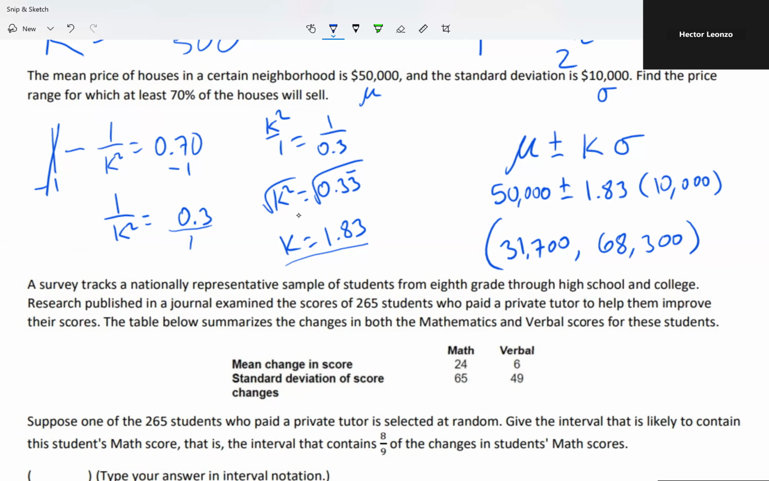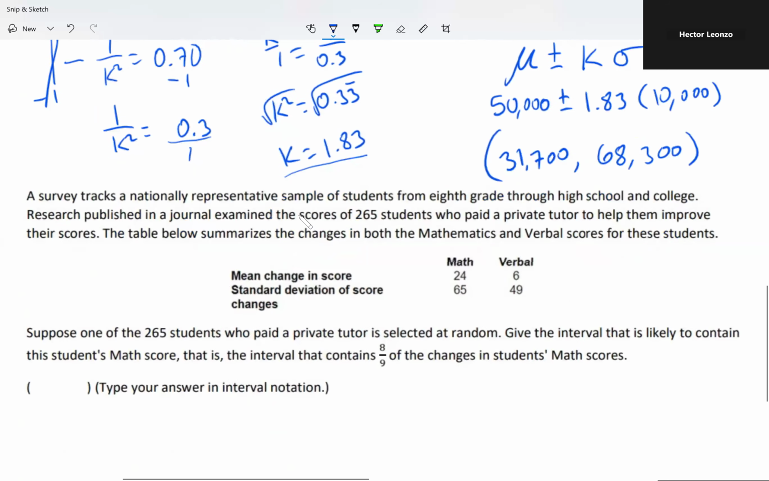68,300. So if I'm in a neighborhood where the houses are selling for about $50,000, that's the mean, and the standard deviation is about $10,000, then 70% of the houses that are being sold are going to be in between 31,700 and 68,300. 70% of the houses will be in that range. Good. Let's take a look at here.